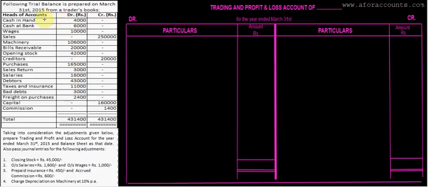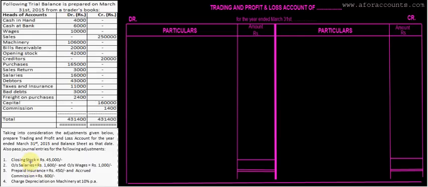Okay, so I'll read it fast. Cash in hand, cash at bank, wages, sales, machinery, bills receivable, opening stock, creditors, purchase, sales, salaries, debtors, taxes and insurance, bad debts, freight on purchases, capital and commission. Taking into consideration the adjustment given below, prepare trading and profit and loss account for the year ended 31st March 2015 and balance sheet as on that date. Also pass journal entries for the following adjustment. Closing stock rupees 45,000. Outstanding salary.